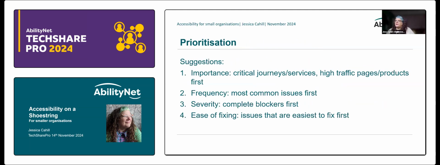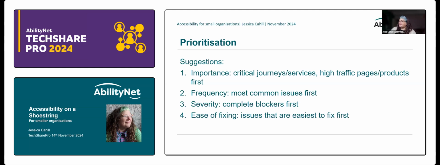It can be very difficult to know how to prioritize accessibility. There are various ways that you can go about this, and it's really dependent on what matters to you. But you could prioritize accessibility issues by importance. So the most critical or important journeys through your website, or the most important digital services you provide, or the pages on your website that get the highest traffic, or your most popular product. So you could do those things first, or you could do the most common issues first.